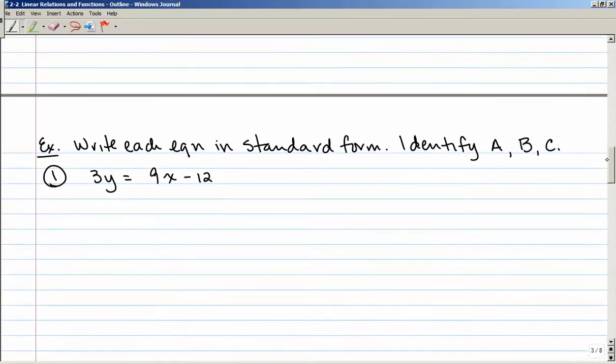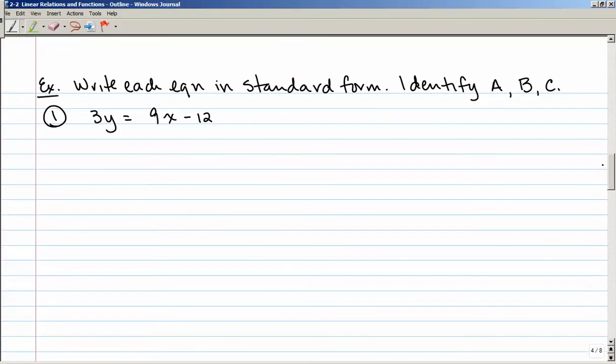Let's take a look at a couple examples here. Write each equation in standard form, and then identify a, b, and c. First step is I want to get x and y on the same side of the equal sign. So I'll subtract 9x from both sides, and that leaves me with negative 9x plus 3y equals negative 12.